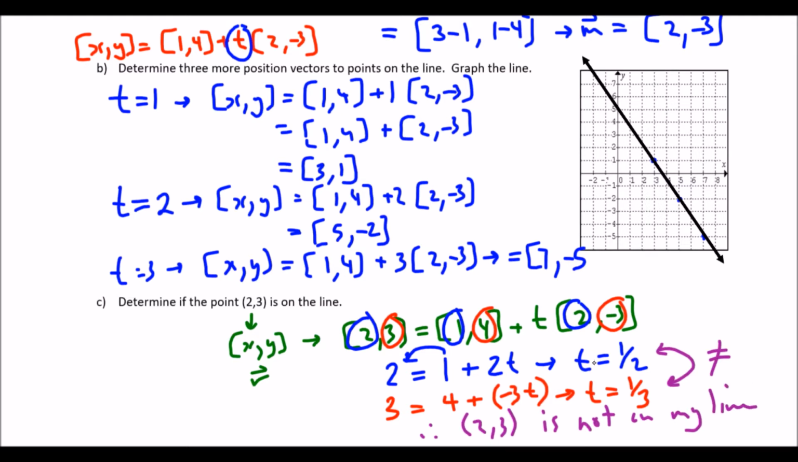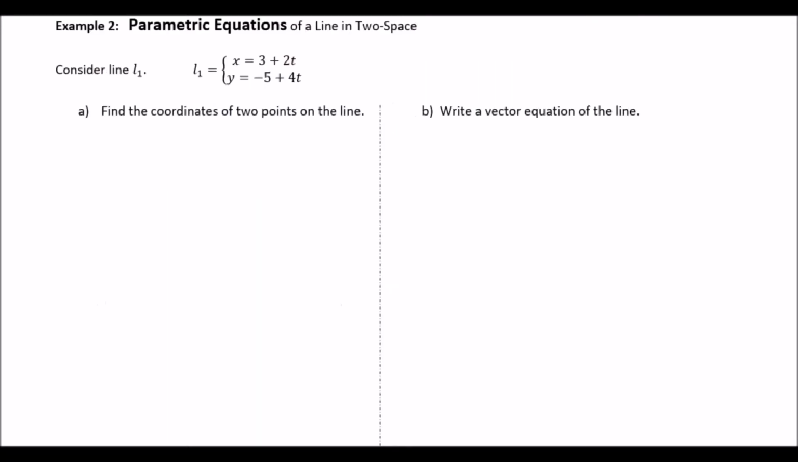They would be equal if the t values were equal, but they're pretty close, and you can see that (2, 3) is pretty close to being on my line, but it's not quite on there. All right, continuing on.